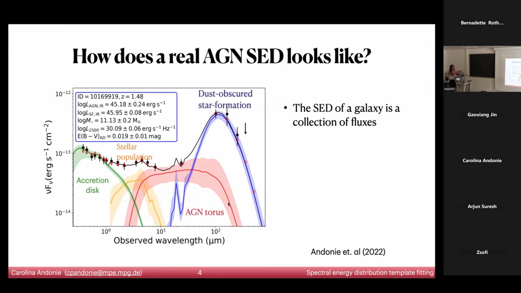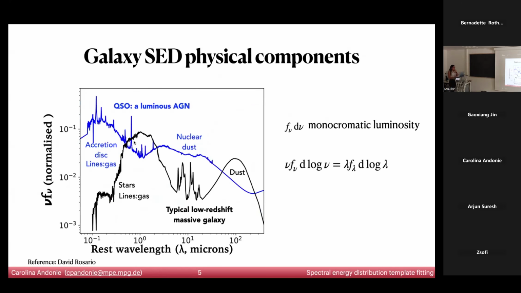In this case, this is a nice SED. It's not like that in the majority of cases because here we have a lot of photometric points from the UV to the far infrared, so we can properly constrain the different components of the SED. So basically, the galaxy SED physical components are mostly four. In the UV, we have the accretion disk and the unobscured stellar population emission, and then in the infrared, we have the dusty torus, which is the emission of the nuclear dust, and then in the far infrared, the emission of the dust that is in the host galaxy.